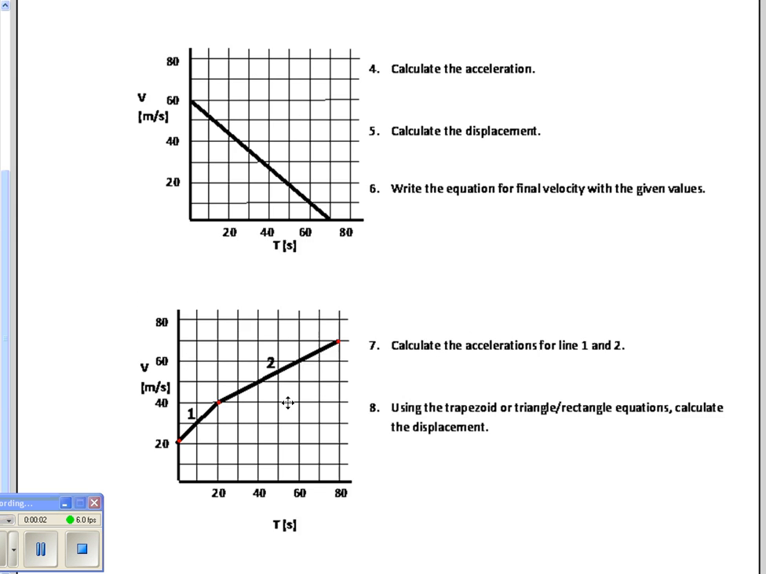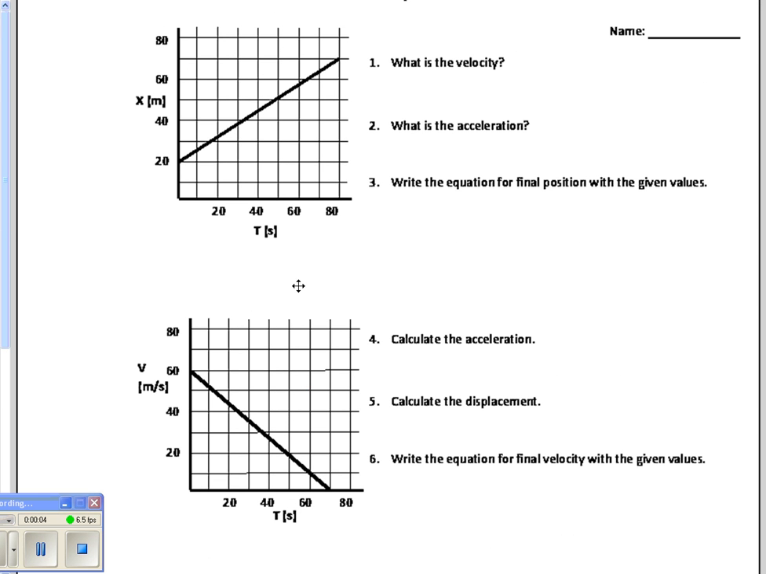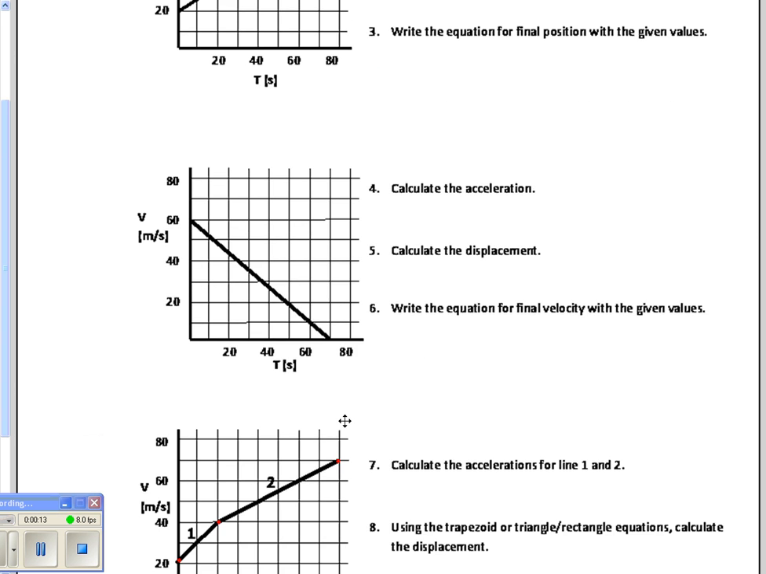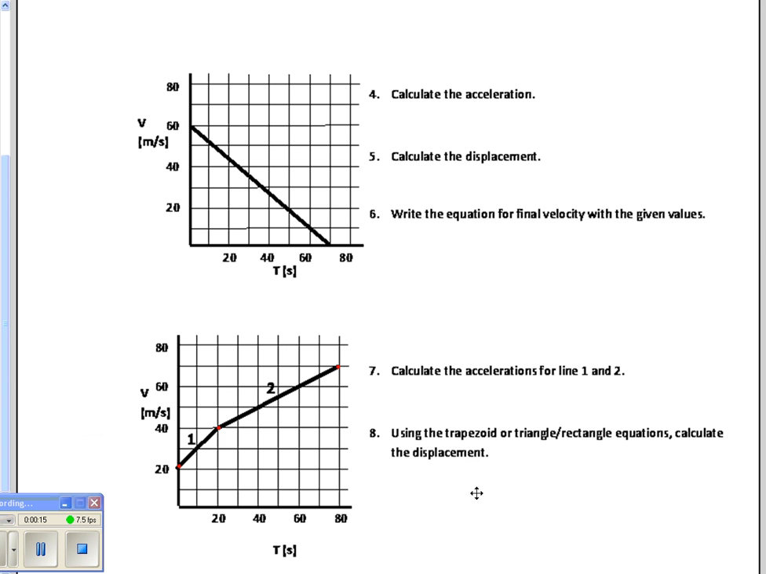This is part 3 for the graphing worksheet. If you're looking for how to solve 1 through 3, that's going to be video part 1. This is video part 2 for 4, 5, and 6. So now we're going to cover just 7 and 8.